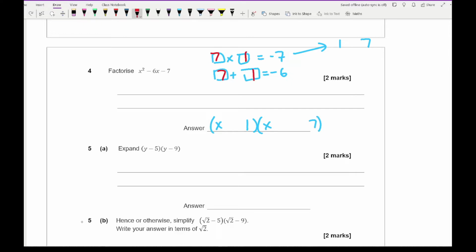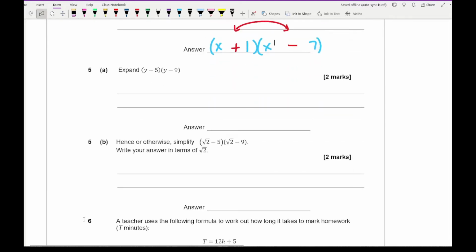Now looking at the signs, this is the sign of the bigger number. So it's going to be minus 7. And because the sign of the constant is negative, it means the signs are going to be different. So it's going to be minus 7 and plus 1. And again, you can write those brackets in any order you wish.